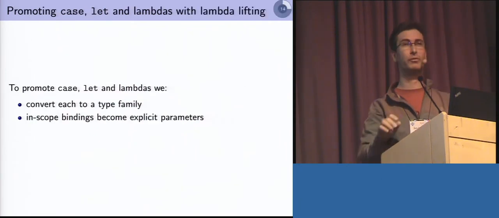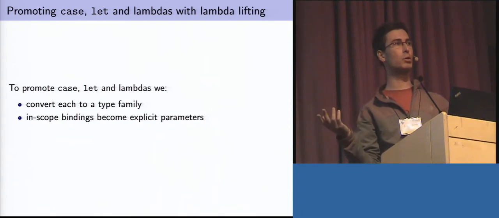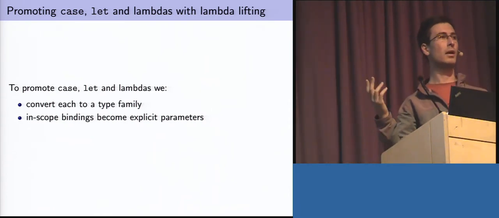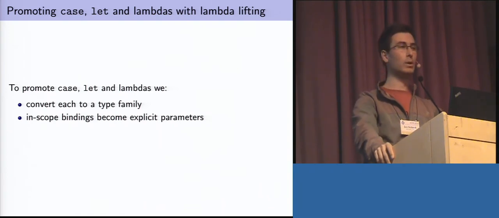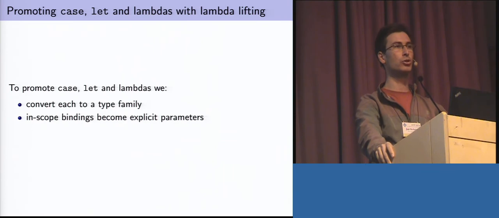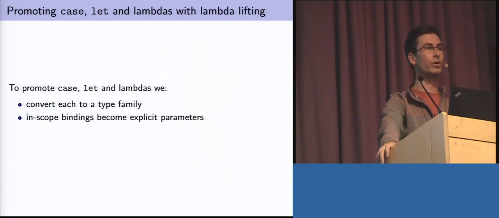So let's look at lambda lifting first. Whenever we encounter, for example, a case expression, we turn it into a type family. So we float it up to the top level. That's why we say we're doing the lifting. And the only tricky part here is that the case expression might be using some bindings that are visible in scope, which basically means that we need to convert all the in-scope bindings into explicit parameters to a type family.